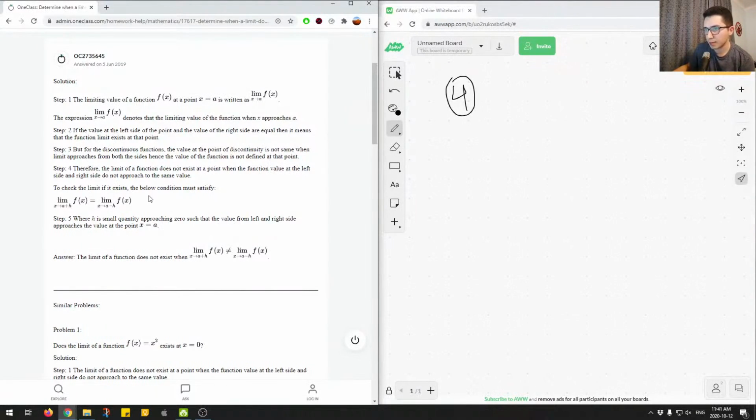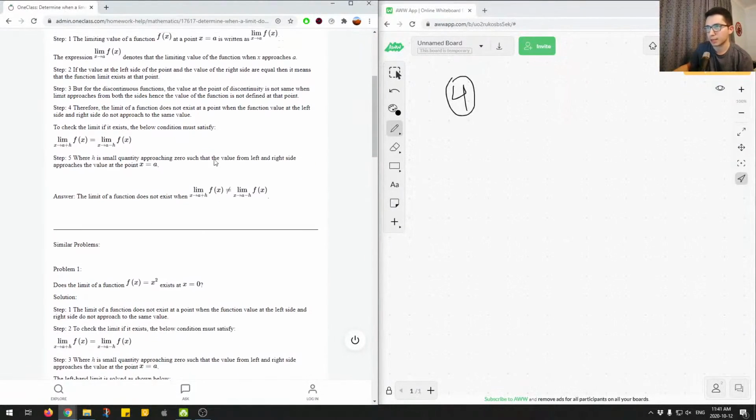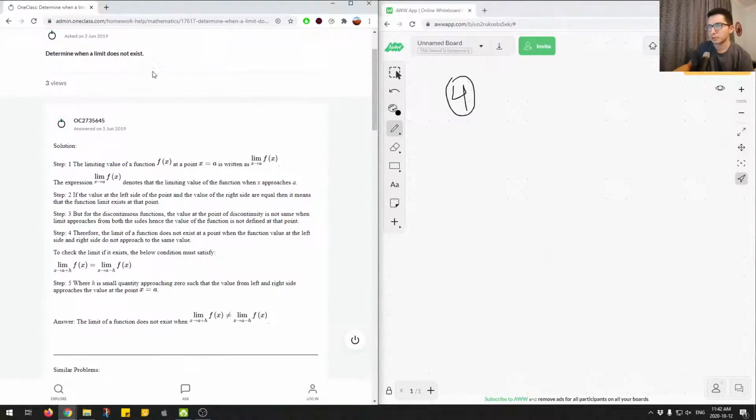So this has to apply over here, this equation. So a plus h, which is a very small number, has to be equal to a minus h as x tends to a. So a very small number to the left, a little bit to the left and a little bit to the right of the value of a, needs to be equal for the limit to exist. So this is the correct definition of determining when a limit exists and when a limit does not exist.